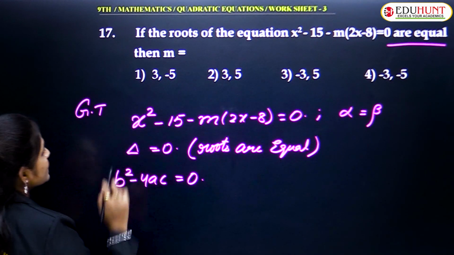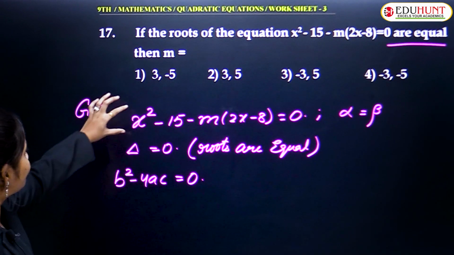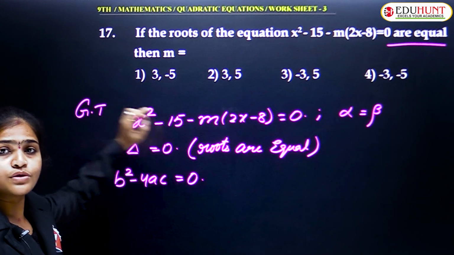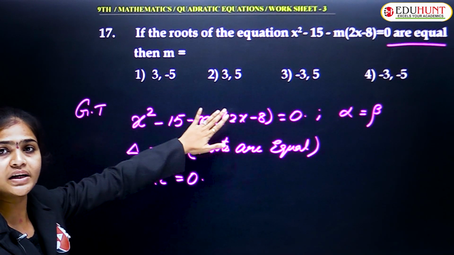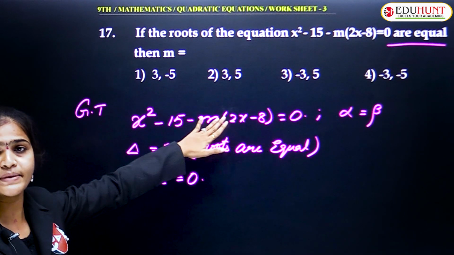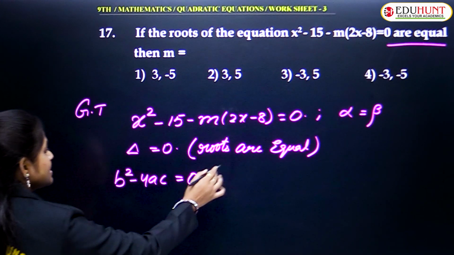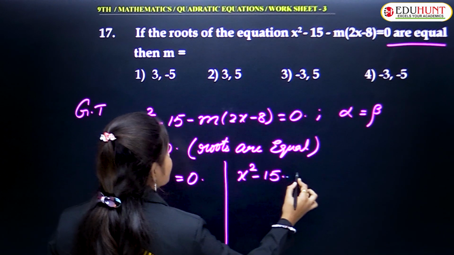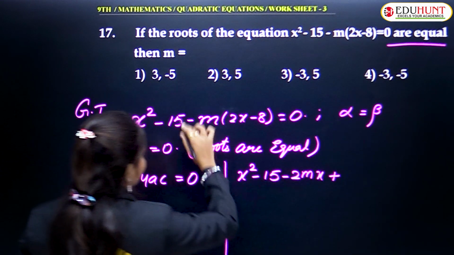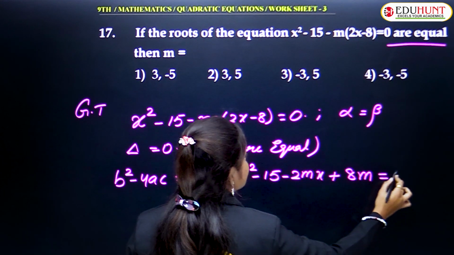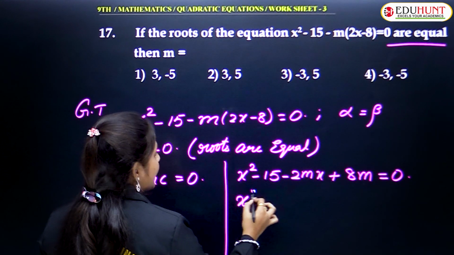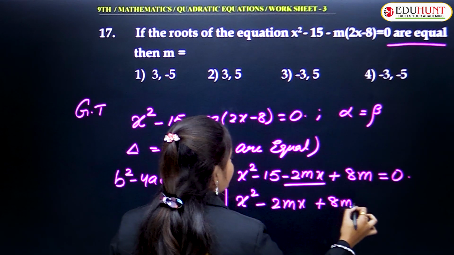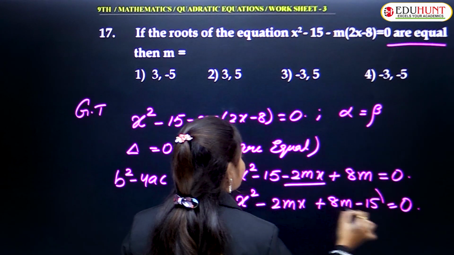Clear? But children, here first we have to simplify this equation. Why? Because here the x term is not clearly there. So first we need to simplify that given quadratic equation, and convert this into the general form of the quadratic equation. So first, x square minus 15 minus 2mx minus into minus plus 8m is equal to 0. So simplify it: x square minus 2mx plus 8m minus 15 is equal to 0.